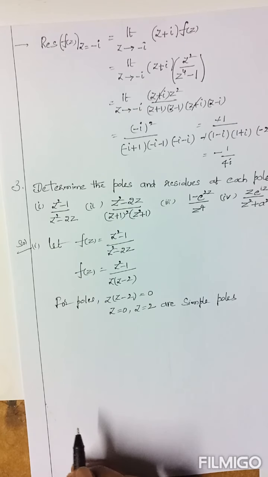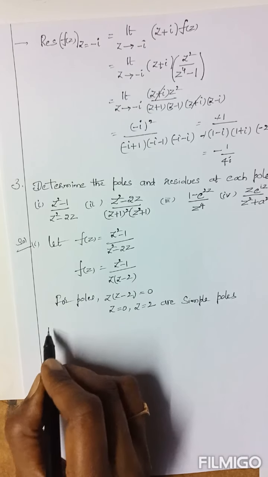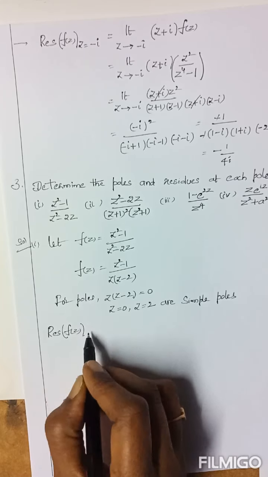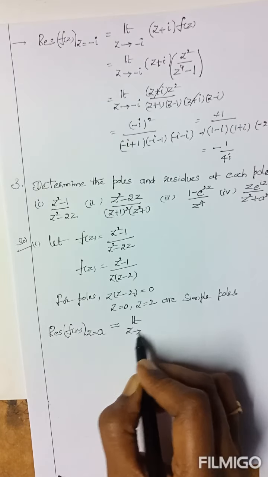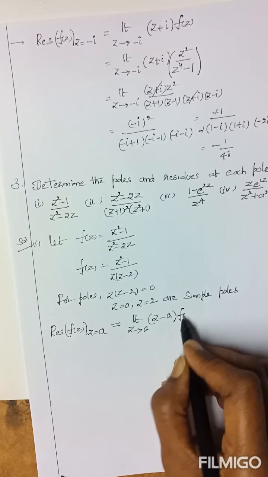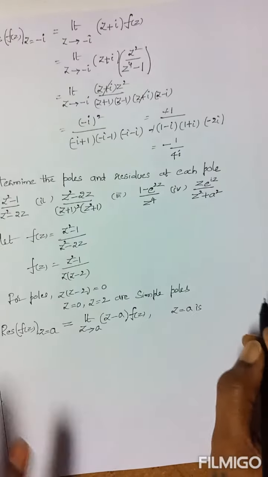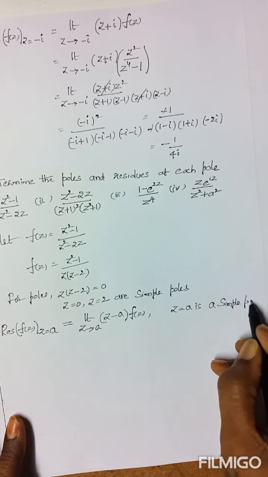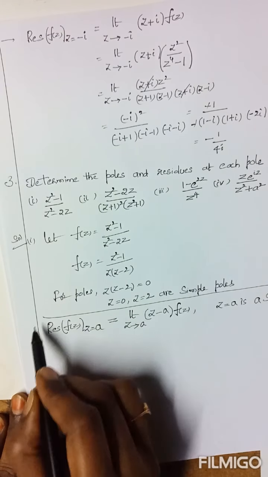At each and every pole you have to define residue. So for simple poles, the residue formula: residue of f of z at z equal to a is the limit as z tends to a of (z minus a) into f of z. Here z equal to a is a simple pole. As per this rule, you can define the corresponding residues.